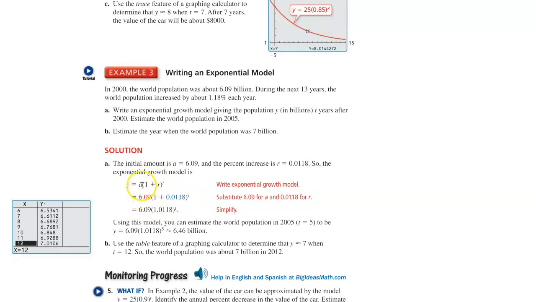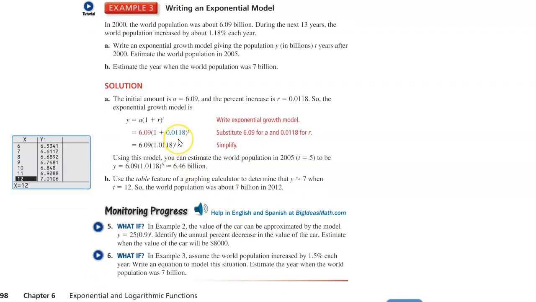Again, a is the beginning value, so that's 6.09. You have to convert the percent into a rate, so you have to divide by 100. That's why we got this value here. If you're wondering why isn't this 1.18, you have to divide by 100, and then t would just be the variable, okay? And then you can use your calculator to figure out what the value would be after 5 years. Is it 5 years? Why did they put the 5? Yeah, so it says t equals 5. All right, so that's how you did it.